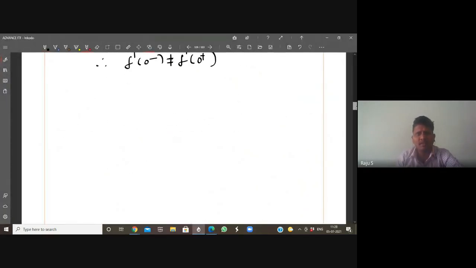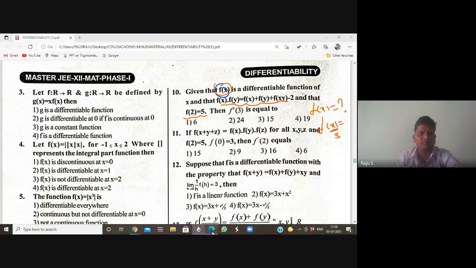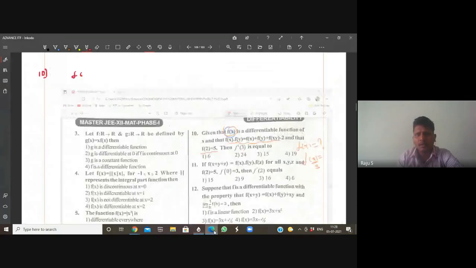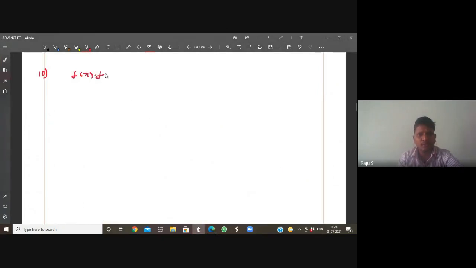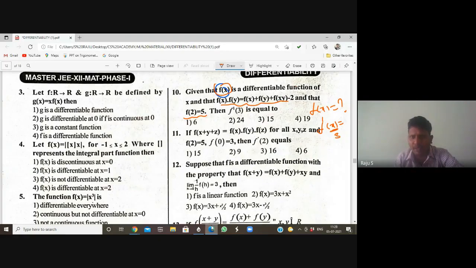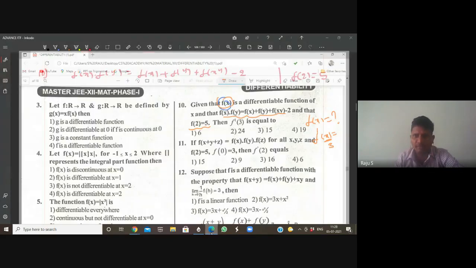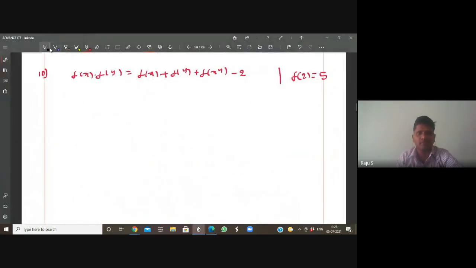Can you tell me what is the given condition they given? Condition number 10. Students, what is the condition? f of x into f of y is equal to f of x plus f of y plus f of xy minus 2. And f of 2 is equal to the given 5. f of 2 is equal to 5, then f dash of 3 we need to find. f dash of 3 is equal to 1.